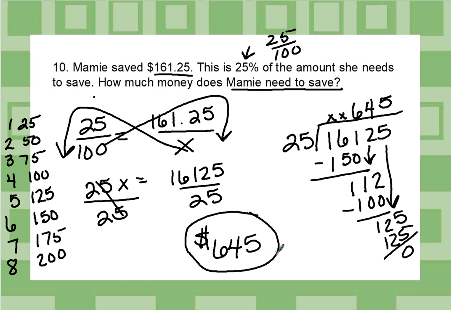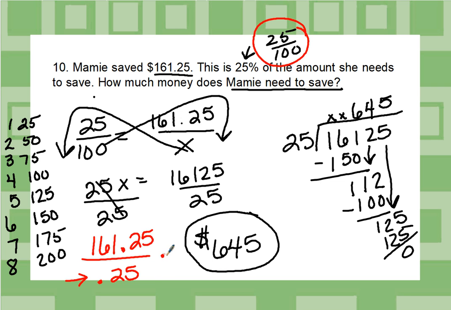Reminder, the dollar sign goes in the front, never after. Now, we could have done this the way I had started out, and we would have had 161.25, and then we would have written this right here as our decimal, 0.25. And in order to get rid of our decimal in our divisor, we would have multiplied by 100 over 100. And that way we would have still ended up with 16,125 divided by 25. So we could have done it that way also. All right, go ahead and head back to the classroom.